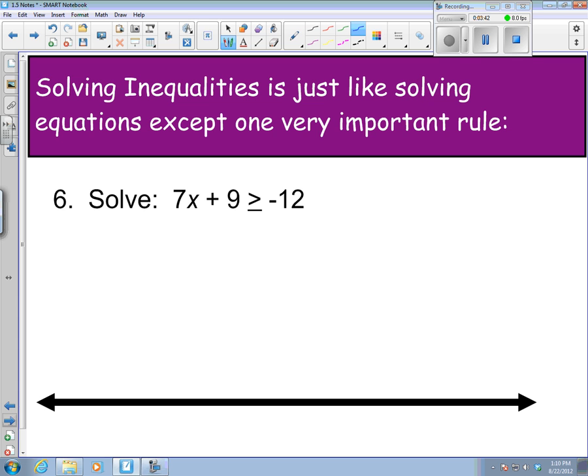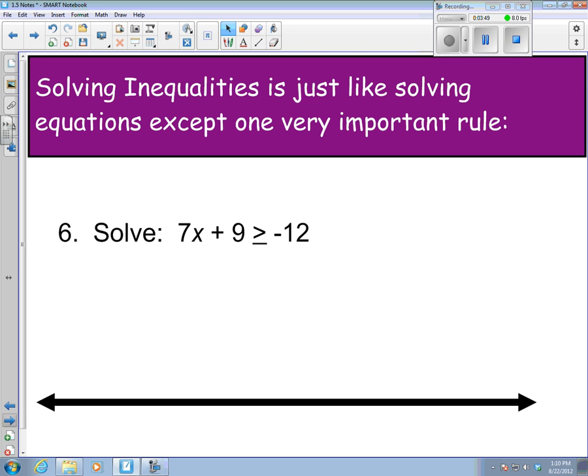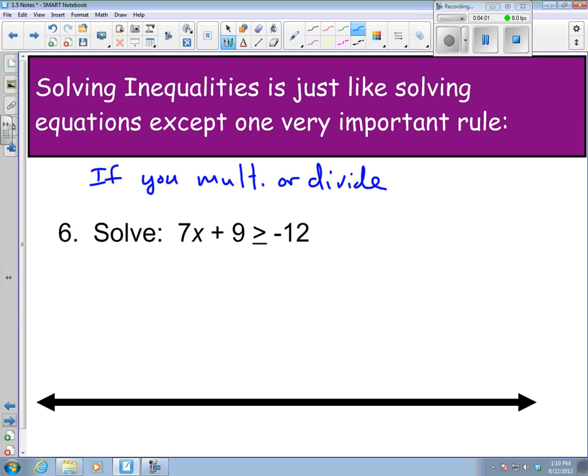Solving inequalities is just like solving equations, except for one very important rule. That important rule is, it should be on your note sheet, if you multiply or divide by a negative number, you must reverse the inequality symbol.